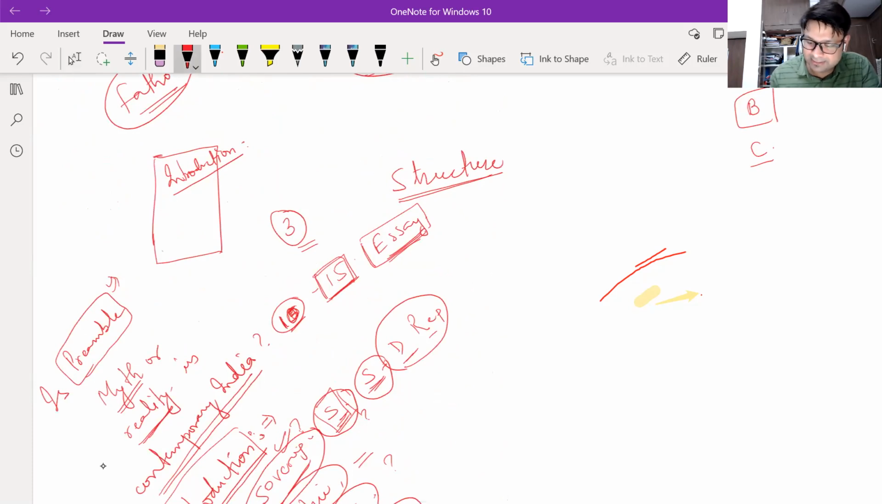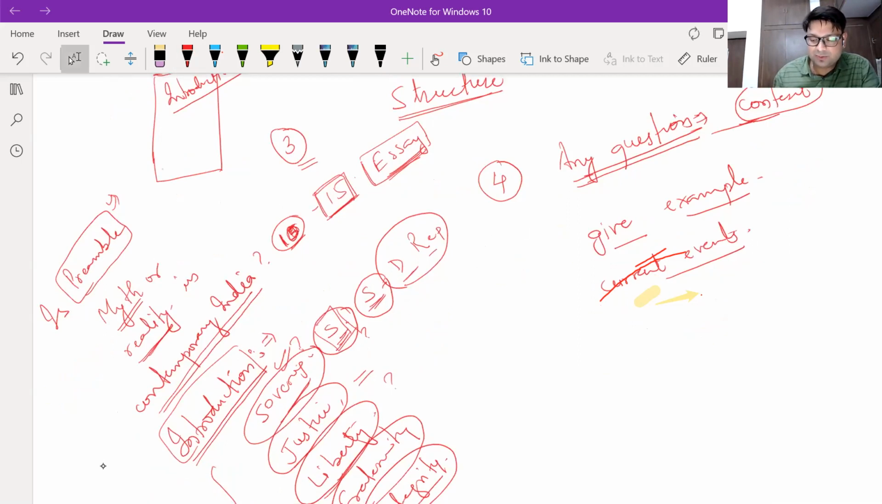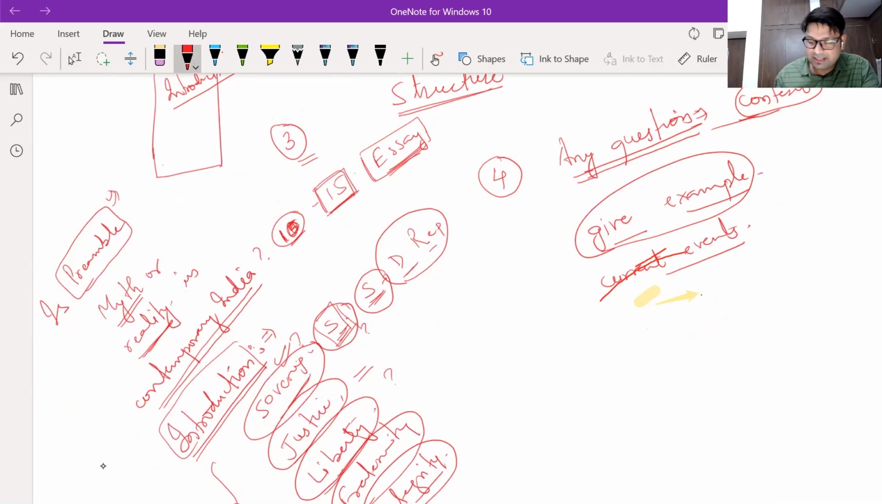Now, this was the third aspect, and next is the fourth aspect. See, any question that is being asked by UPSC, they are asking in context. Right? So you basically give some contemporary examples, link it to the current events. When you link and give examples about it, it adds up to your understanding. The examiner will think that you have a grasp of it and you are able to link with various events which are going on.